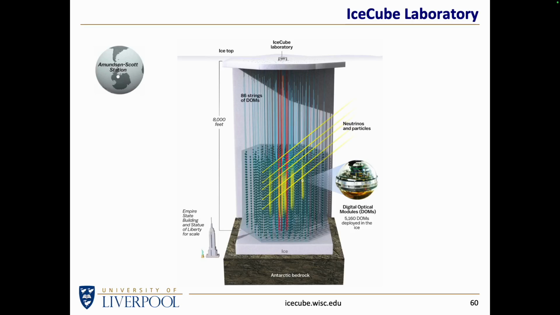What they've done is put a whole load of photodetectors in a cube of ice, 1 kilometer by 1 kilometer by 1 kilometer. In other words, it's an ice cube, literally 1 cubic kilometer in size. If you're struggling with the scale, there's the Empire State Building to give you an idea of how big this is. So they have thousands of photodetectors looking for the blue flash.